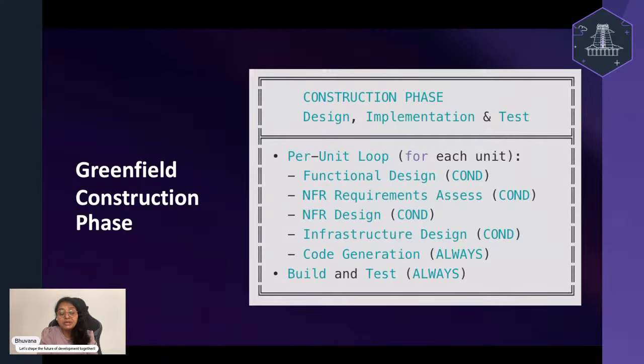For that, jumping into the construction phase of this project. Here, if you see, the design, implementation, and testing happen. In this, the per-unit loop goes in. When you say the per-unit loop goes in, the functional design is the first one. Then it moves on to non-functional requirement assessment. After the assessment and asking you a set of questions, it proceeds to the non-functional requirement design.